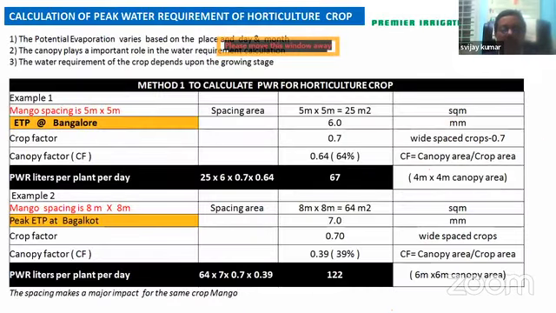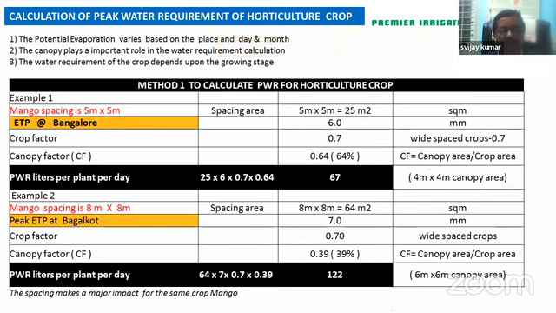So going back to the calculation, now the canopy factor is 0.64. So the peak water requirement on that particular day is simply the product of the area in square meters, 25, multiplied by the evapotranspiration 6, multiplied by the crop factor 0.7, and multiplied by the canopy factor. It works out to 67 liters per plant per day.